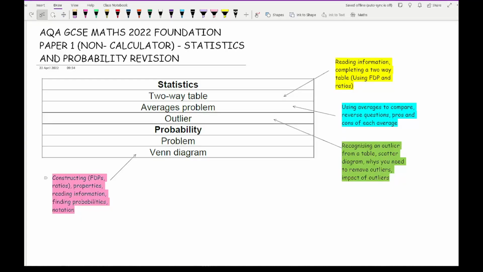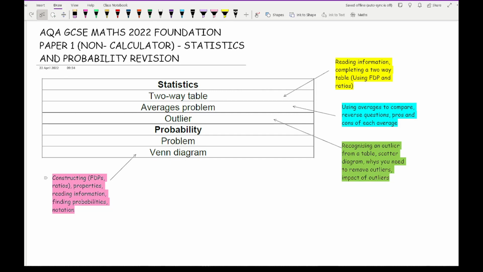Before we get started, let's have a quick look at the breakdown of the advanced notice given on the stats and probability section of Foundation Paper 1. Looking at two-way tables, what's really important is that a lot of these topics will be combined with other topics, not only in the same section but also in other sections. With the first mention of two-way tables, you need to be able to read information from a two-way table and complete a two-way table, usually in the form of using fractions, decimals, percentages and ratios.